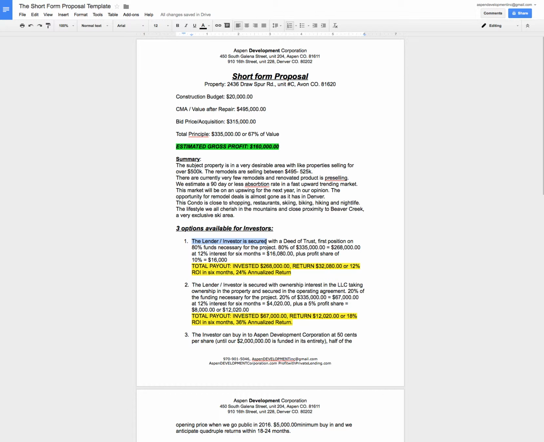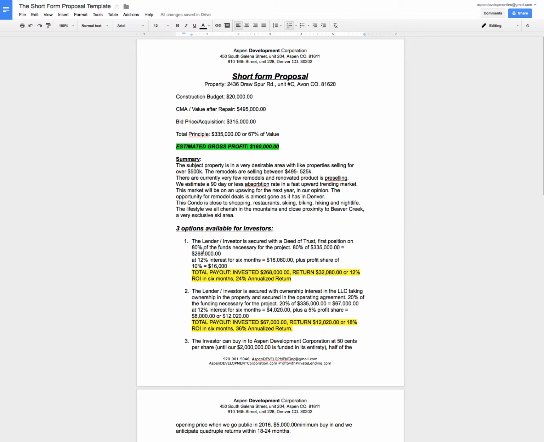So the lender/investor is secured with a deed of trust, right? First position on 80% of the funds necessary for the project. 80% of 335,000. You know how to do that. You take 335,000, you multiply it by 0.8 for 80%. That comes up to 268,000, at 12% interest for 6 months, and everything's a 6-month note unless it's new construction, and that equals 16,080, plus profit share of 10%, 16,000.